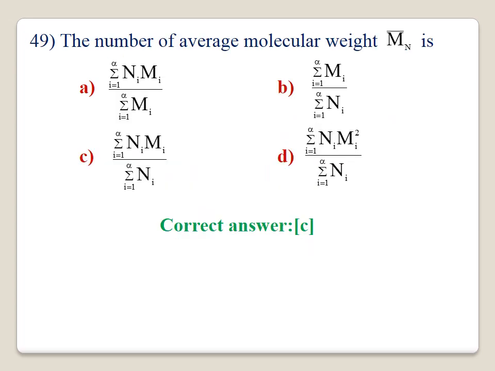49. The number average molecular weight Mn is. Here the correct answer is C. Summation of i equal to 1 to infinity Ni Mi divided by summation of i equal to 1 to infinity Ni. The correct formula is C. The correct answer is C. This is the formula which is used to calculate the number average molecular weight.